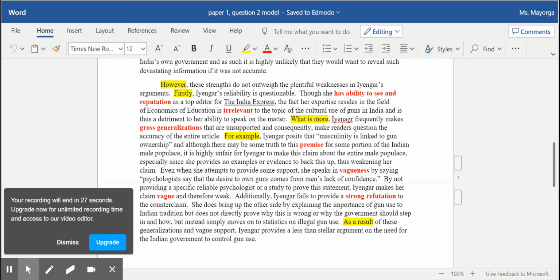As a result of these generalizations and lack of support, Iyengar provides a less than stellar argument on the need for the Indian government to control gun use. So I don't just say she does not provide strong refutation and end it there. I explain how this weakens, and I also wrap up.